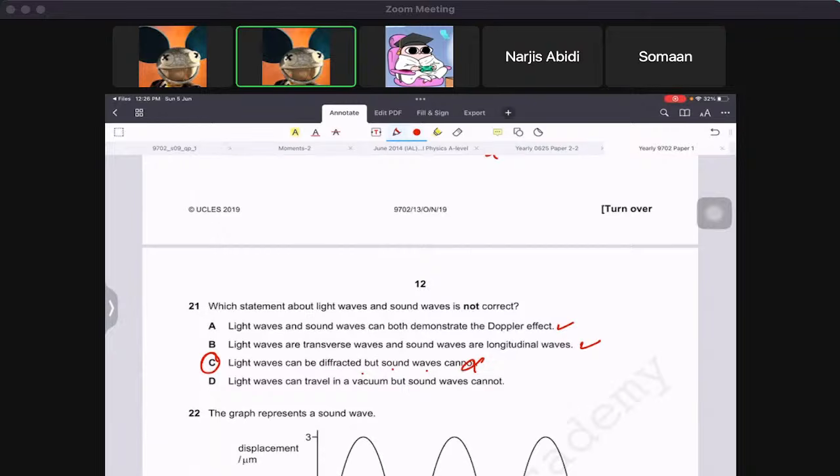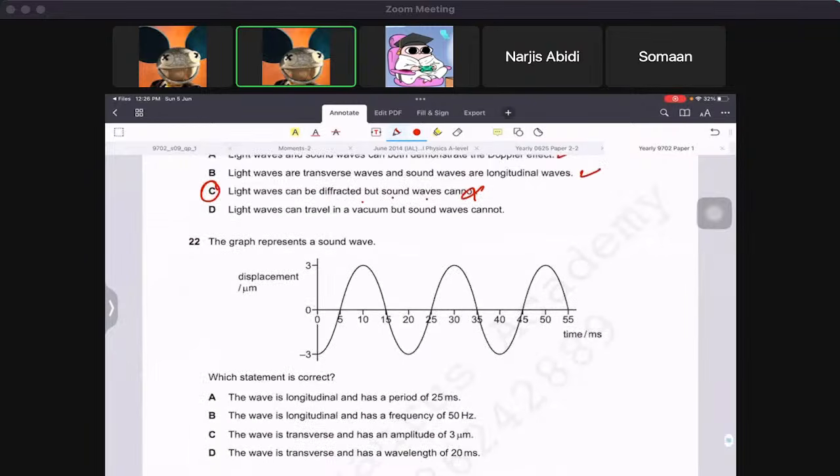Now, which statement is correct? The wave is longitudinal and has a period of 25. Is it so? I don't think so. It has a period of 20, not 25. The longitudinal and the frequency is this. Okay, let's try finding the frequency. f equals 1 upon 20 times 10 raised to minus 3. So 1000 divided by 20 is 50. Okay, this could be correct.